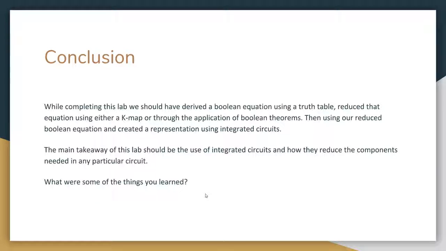In conclusion, while completing this lab, we should have derived a Boolean equation using a truth table, reduced that Boolean equation by either using K-map and/or the application of Boolean theorems. Then, using our reduced Boolean equation, we created a representation using integrated circuits.